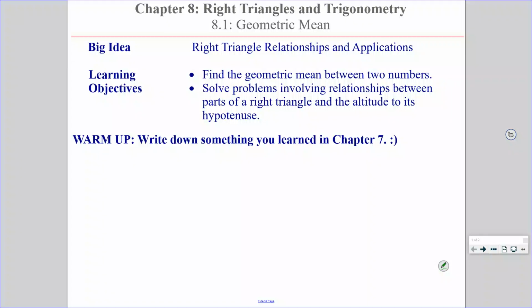Because it's fun. All right, who wants to share something they learned in chapter 7? Let's try to get 3 responses. Lauren: Scale factors. Scale factors, good one. That was a big idea. Ratio, scale factor, proportions, all that.